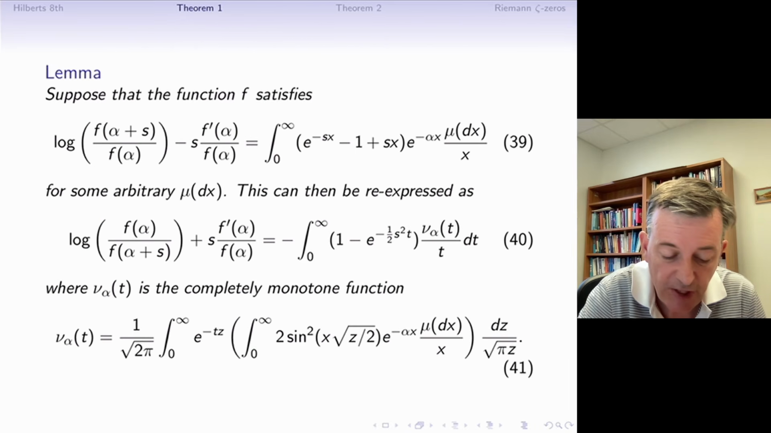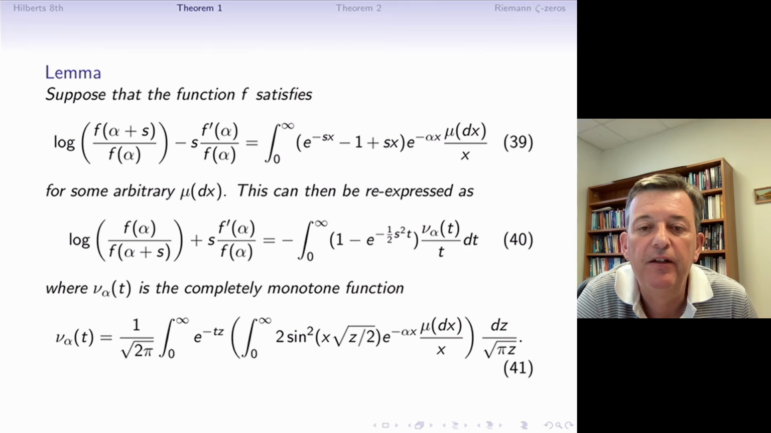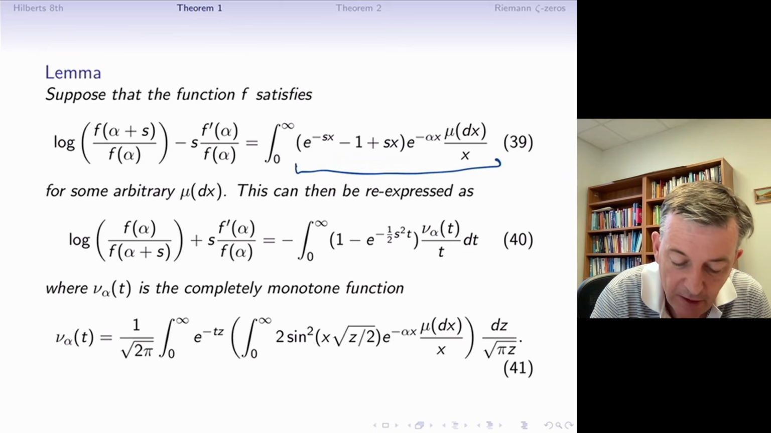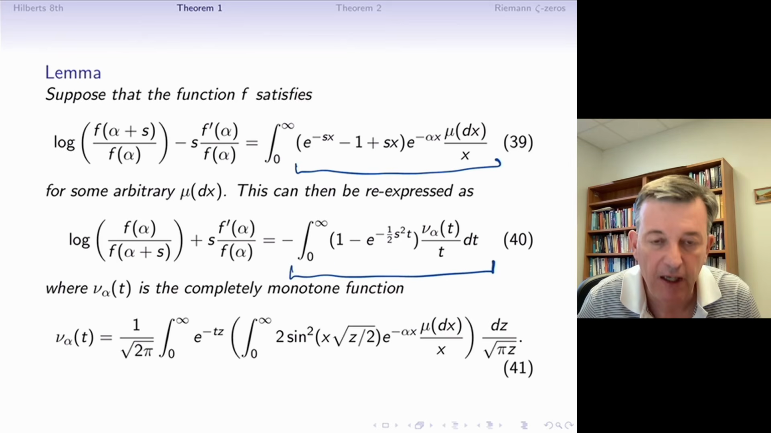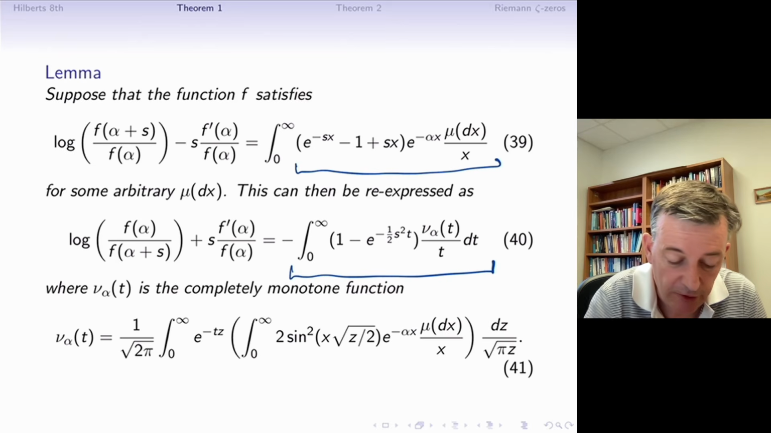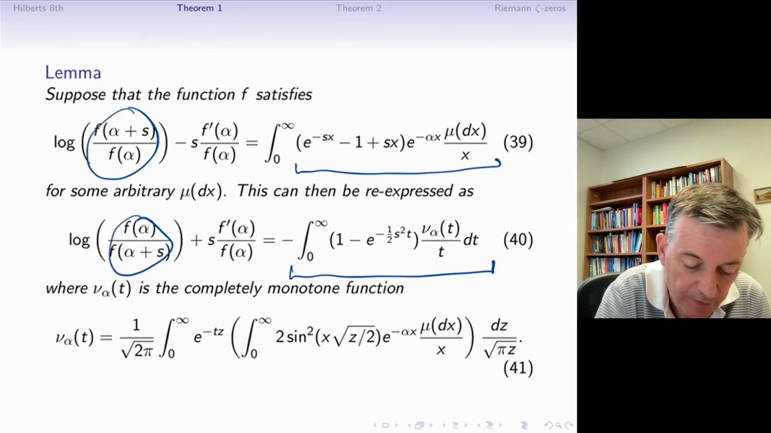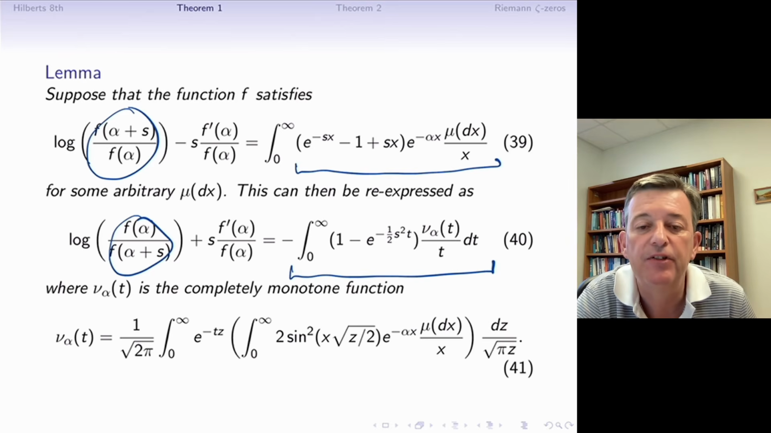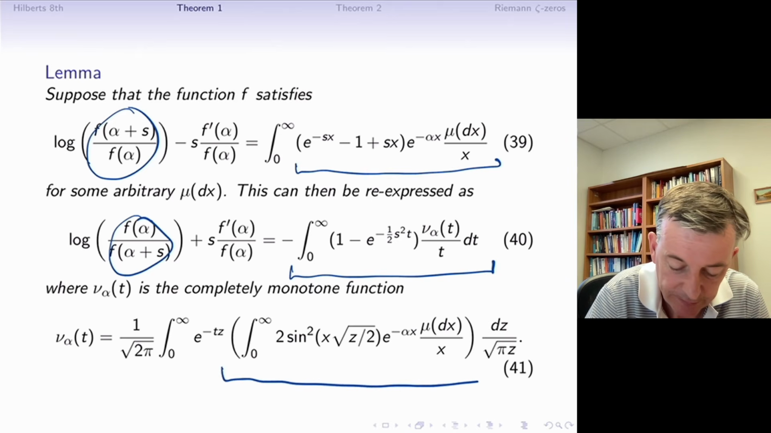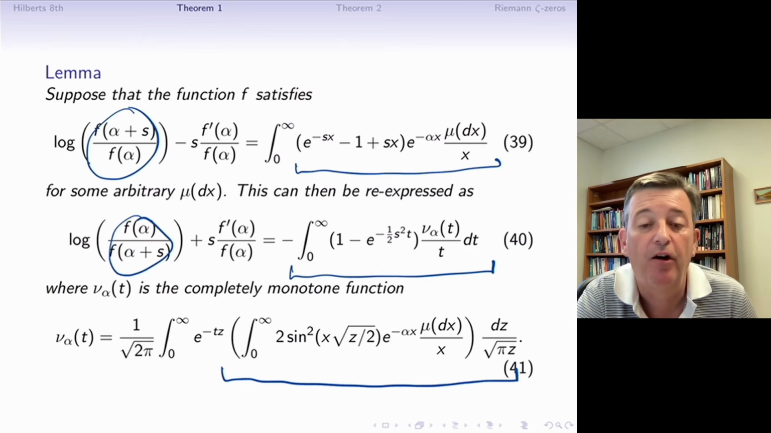Oh, and just as an aside, this little trick that takes you from a Levy representation over here to a Thorin representation here essentially applies to a wide class of functions. We can look at the reciprocal of a function f and write it as a Thorin measure. And 41 gives us this rather nice explicit characterization of the Thorin measure in terms of the Levy measure of the original function.